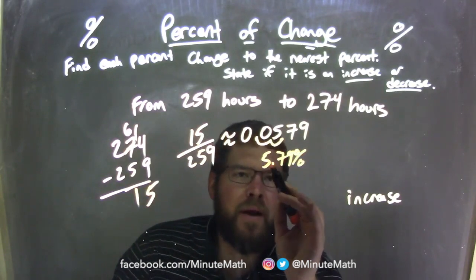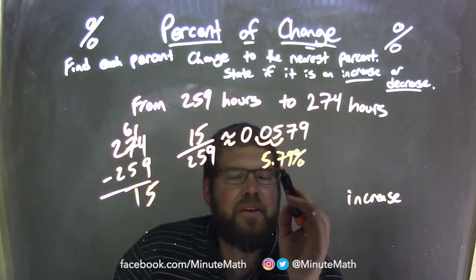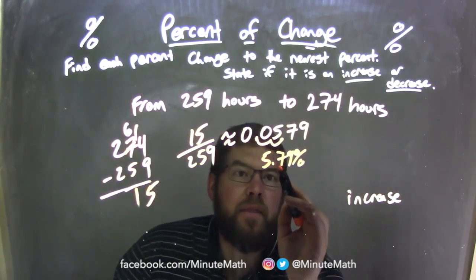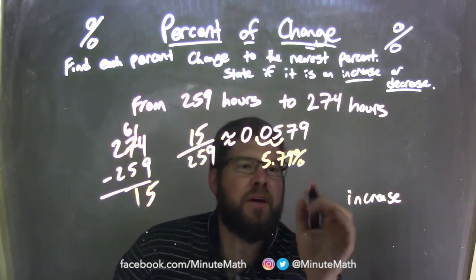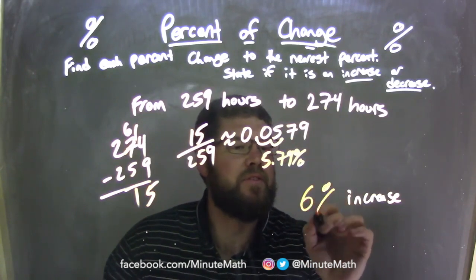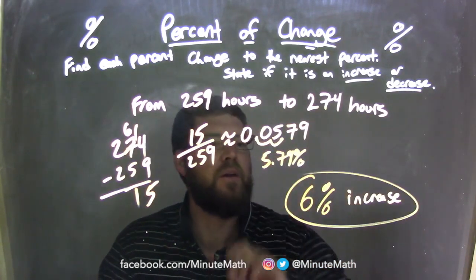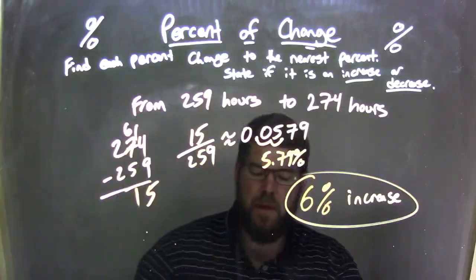Well, I just care about the number right next to the decimal. That's a 7. That 7 is 5 and up, right? So it's greater than or equal to 5. 7 causes that 5 to round up, so we actually have a 6% increase here. So a 6% increase.